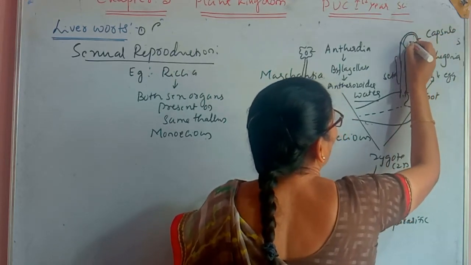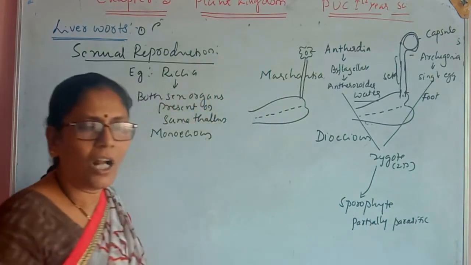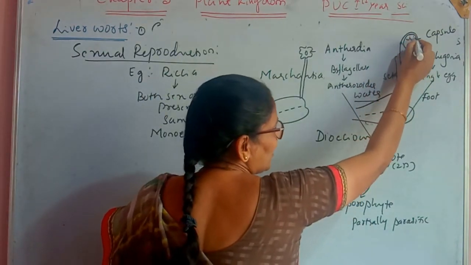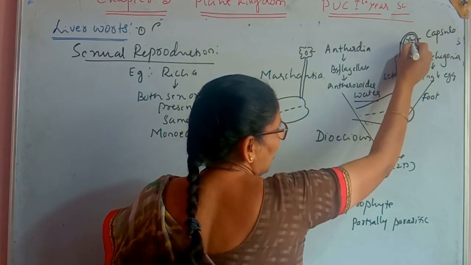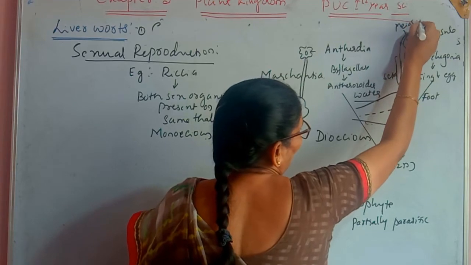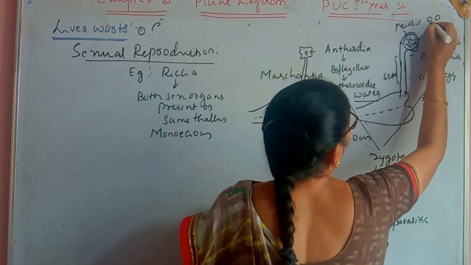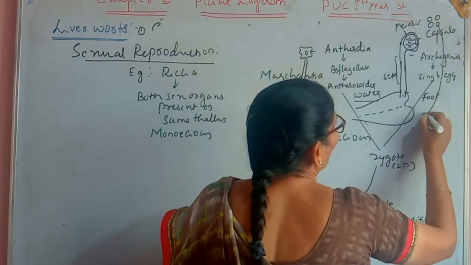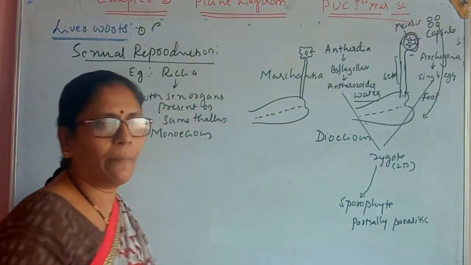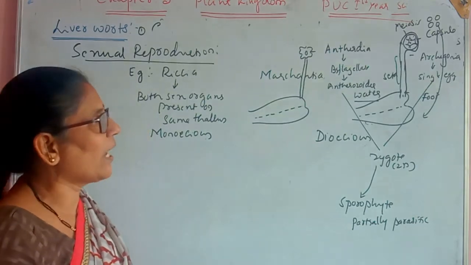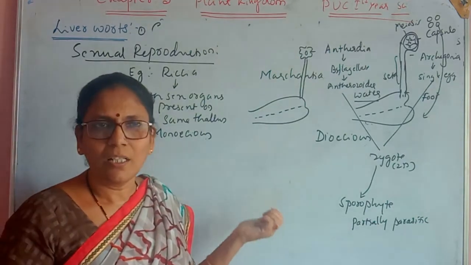Within this capsular structure, some of the cells undergo meiosis and produce the spores. When these spores fall on the soil, they develop into a new vegetative thallus. In this manner, sexual reproduction takes place.